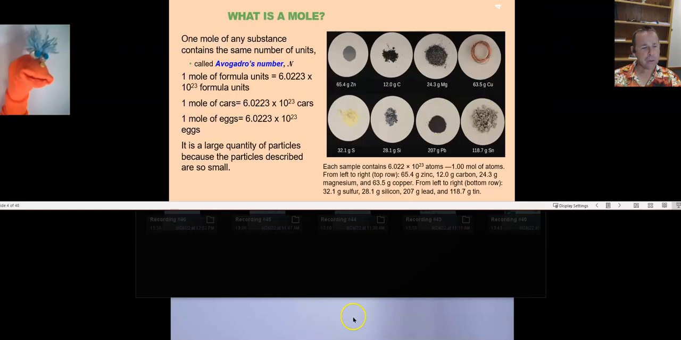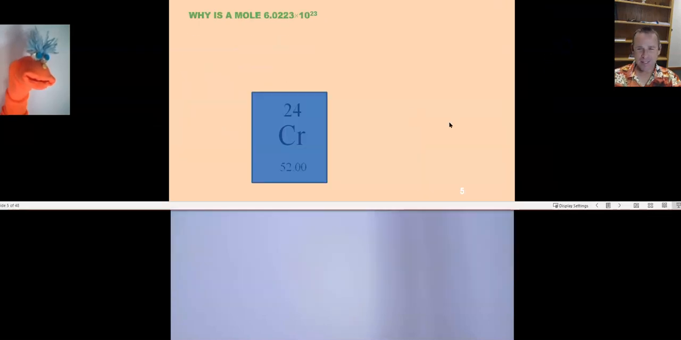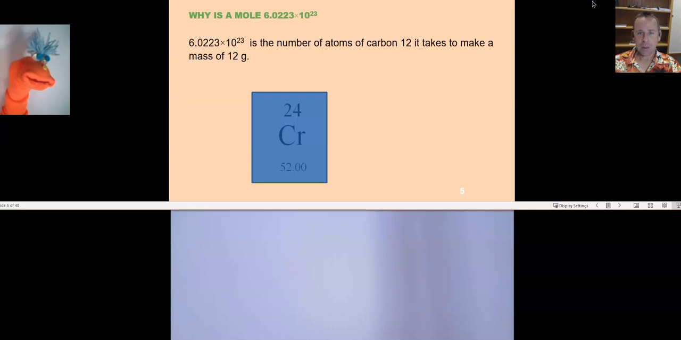Okay, so what this means is with this new term, the mole, we have the ability to identify how many grams of a material we'll need to make them equivalent to each other. So 6.02 times 10 to the 23rd, that's the number of whatevers in a mole of whatever.